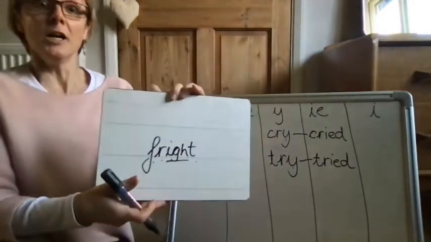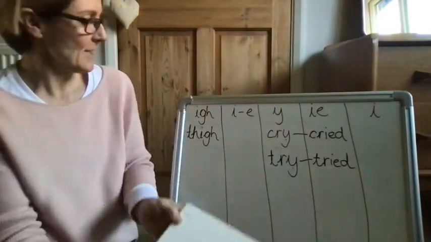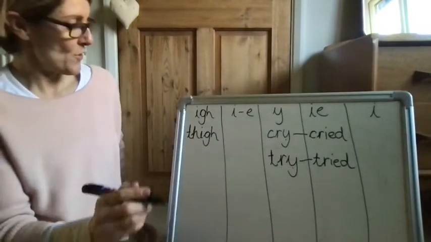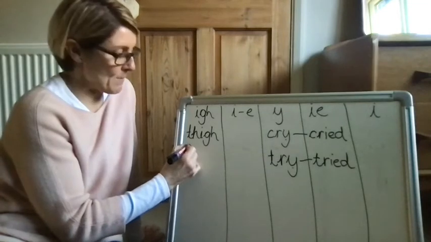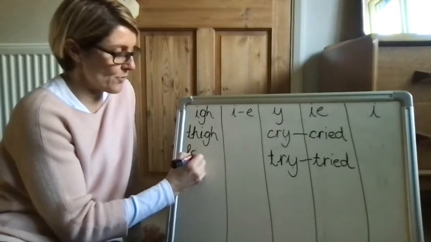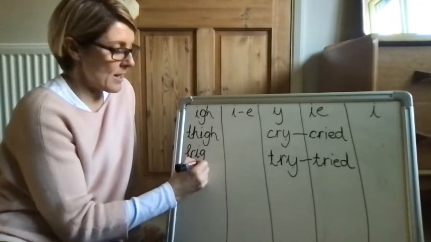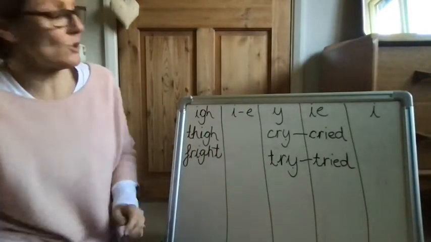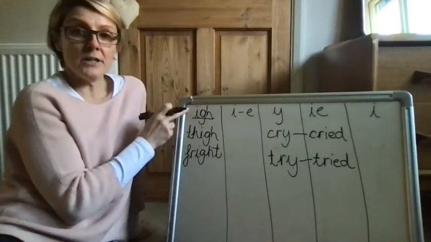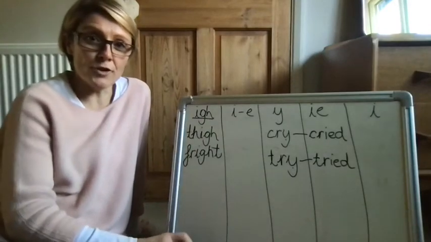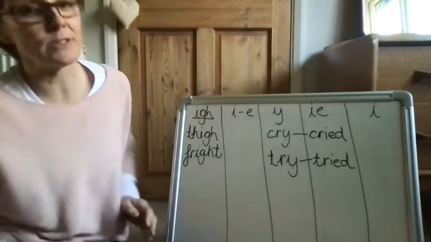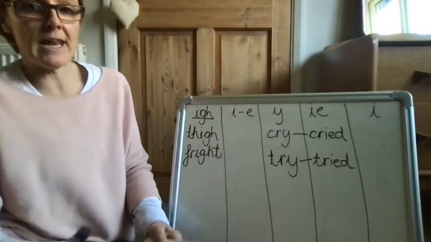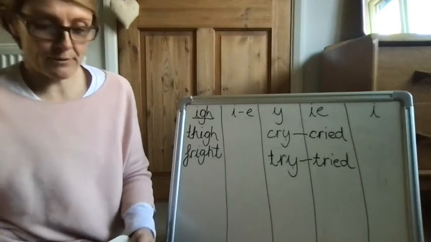Fright. You gave me a fright. Which spelling for I have I used on there? Write it on your piece of paper under the right spelling. Fright. Make sure you're getting all the sounds in your trigraph, because if you leave out a letter, it's not going to make the right sound.